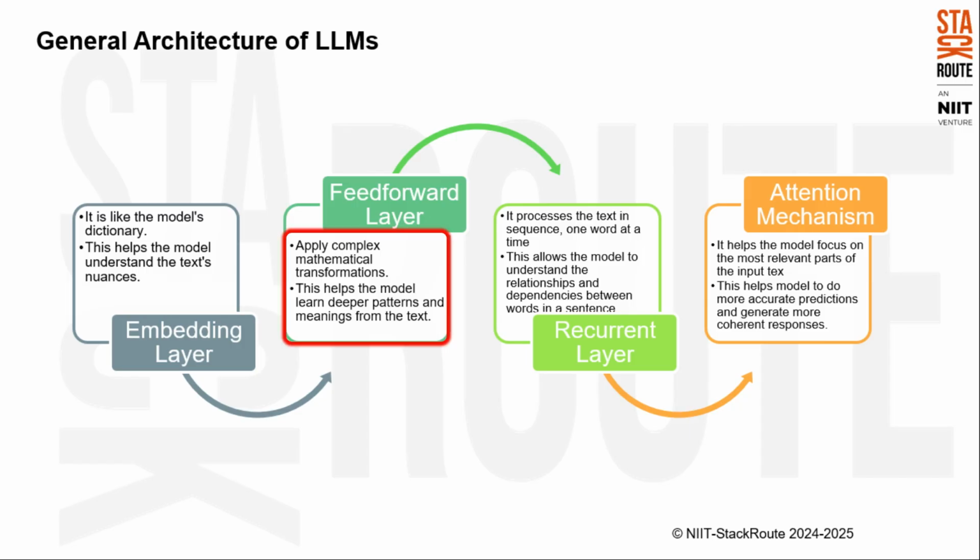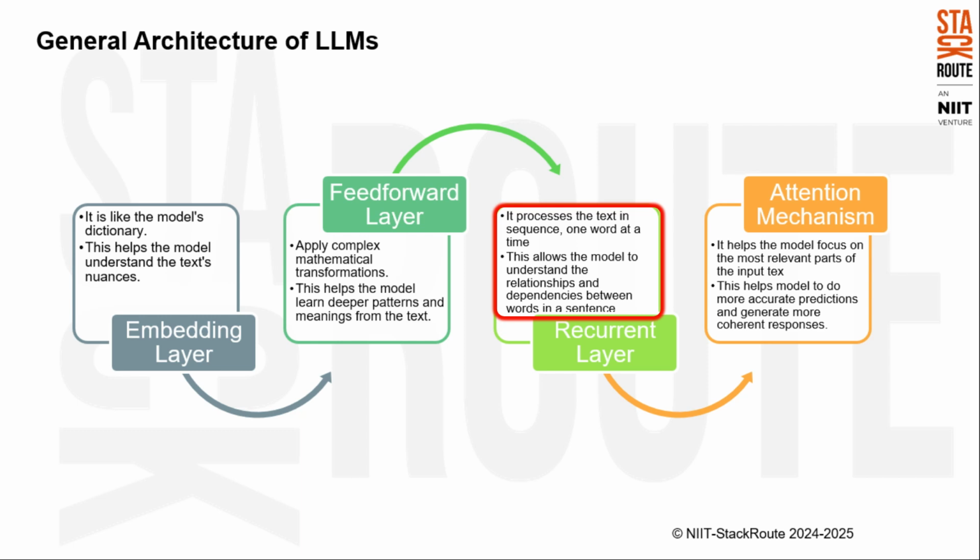Next, we have feed-forward layers, which take these word vectors and apply complex mathematical transformations to them. This layer helps the model learn deeper patterns and meanings from the text, building a more sophisticated understanding of what it's reading. After feed-forward, we have recurrent layers which process the text in sequence, one word at a time, maintaining a memory of previous words.